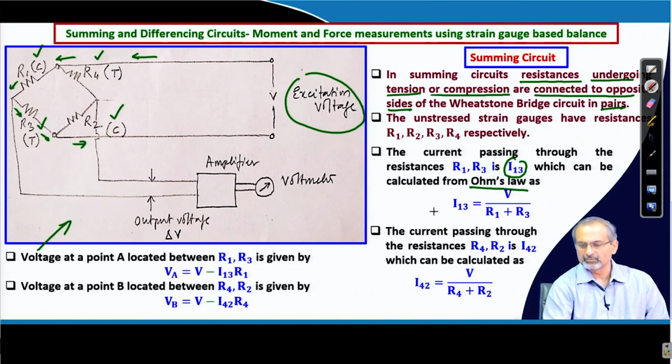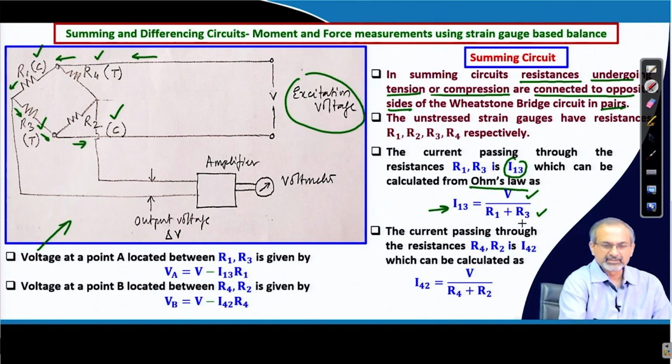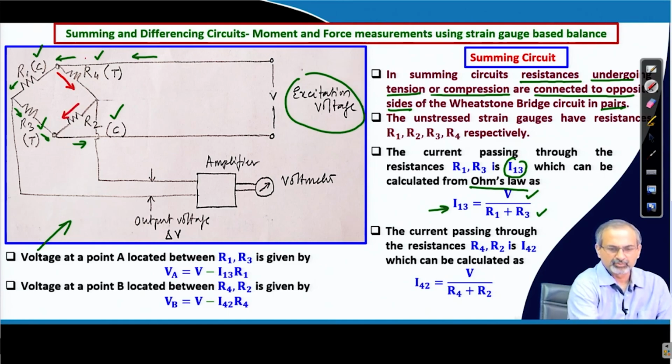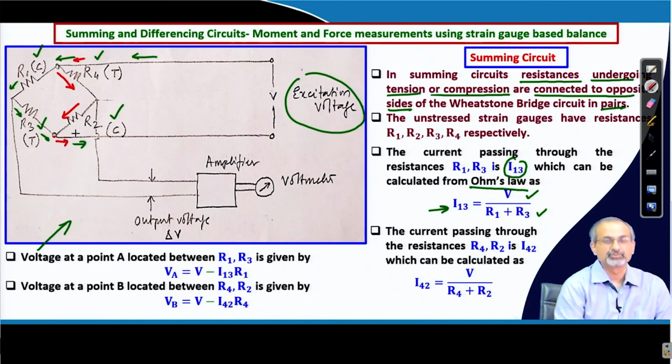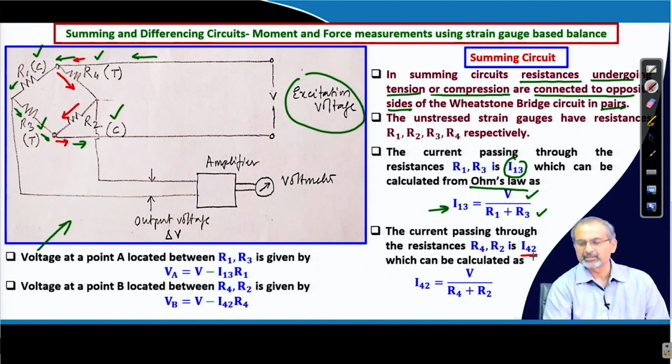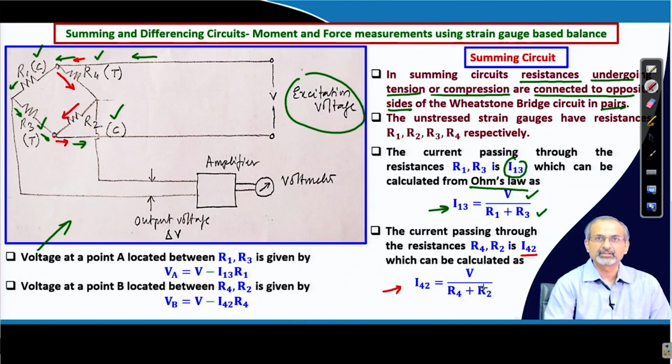By Ohm's law, we get the current in terms of the applied voltage and the resistances which are in series. In a similar manner, you can calculate the current flowing through the other two resistors. So, the current comes up to this point and then goes along the route R4 R2, again converges at this point and continues. In that case, if the current is I42, then again applying Ohm's law, we get I42 equal to V by R4 plus R2, which are again in series.